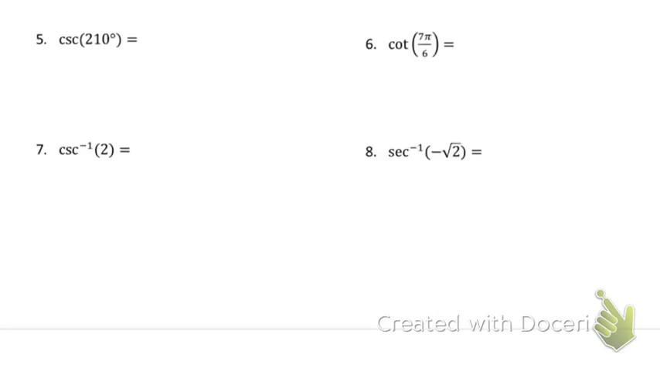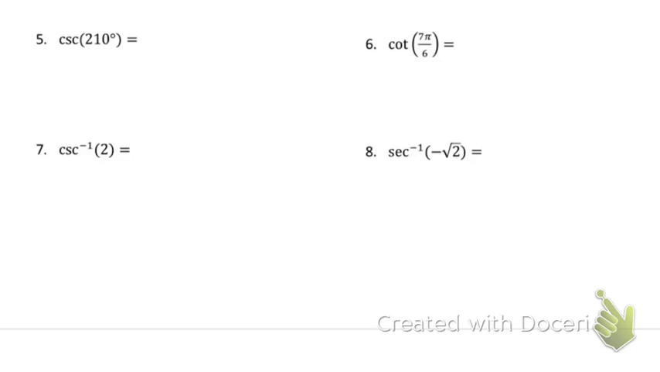Now, let's talk about cosecant, cotangent, and secant. These are the only three that you have to worry about using reciprocals on, because cosecant, cotangent, and secant aren't on your unit circle right now. So you have to use reciprocals to put it on your unit circle. Once again, this is the only time you're going to use reciprocals.